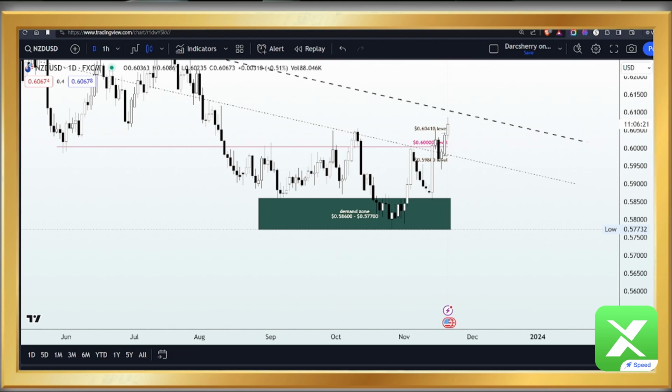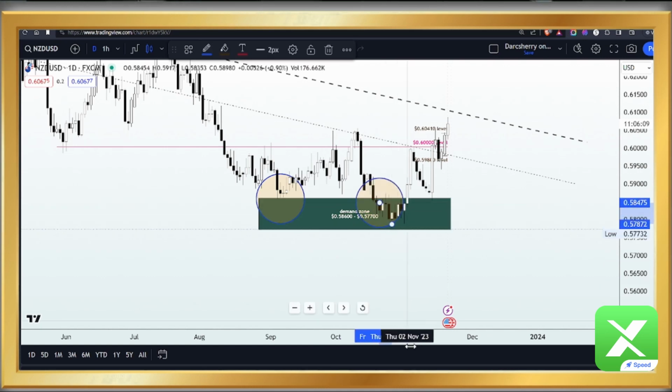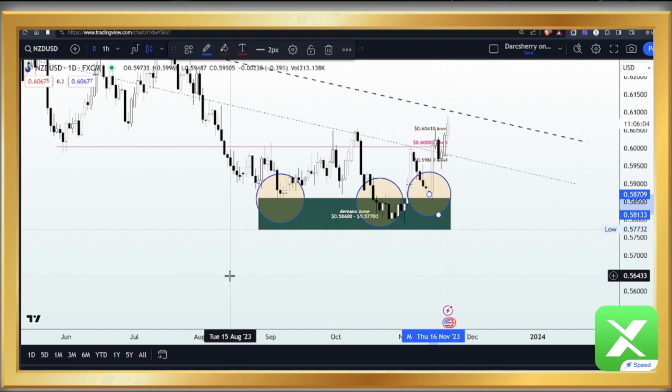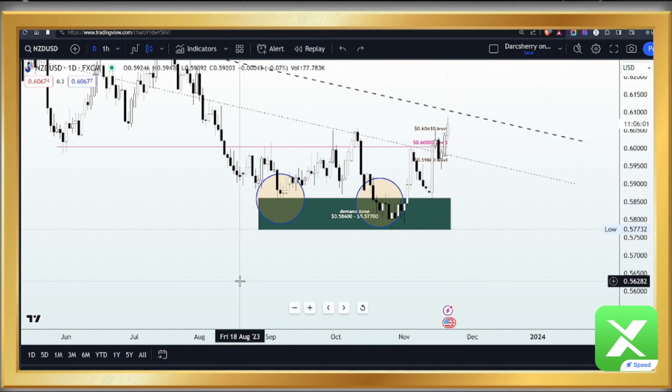Now we saw what happened in the space of September and November. We saw how this zone had been resisting all attempts by the sellers to break through this area. So every attempt to break through has been met with strong resistance from the buyers, giving us an idea that we are likely having a reversal pattern.